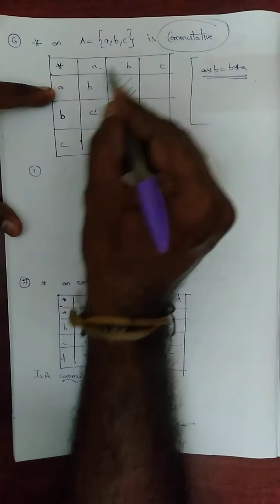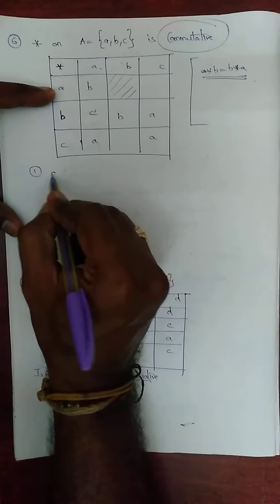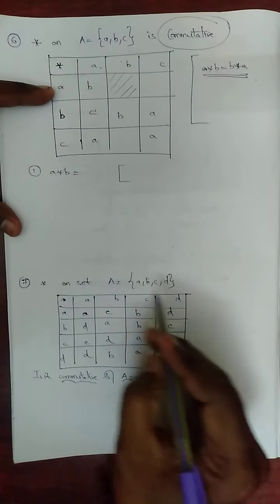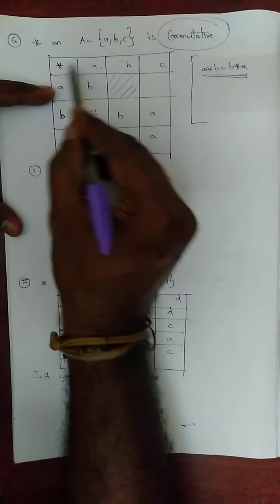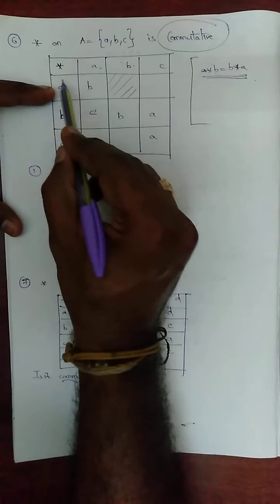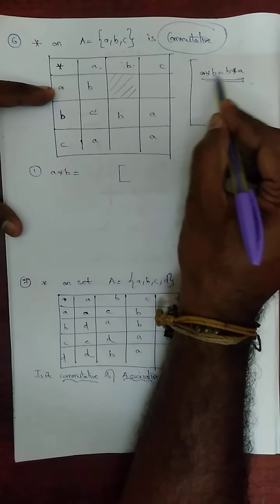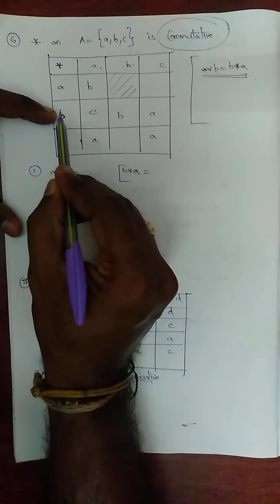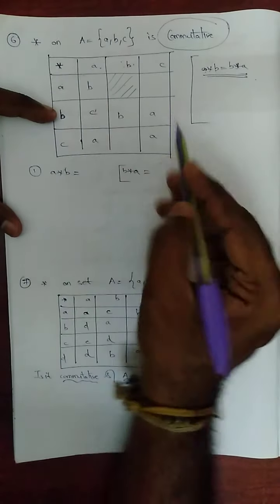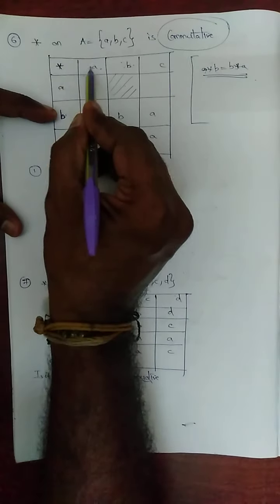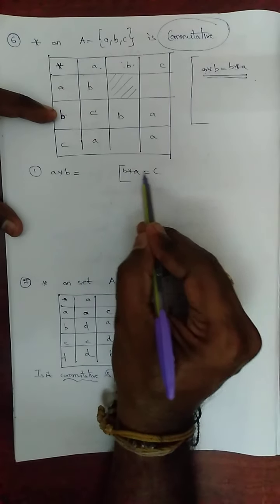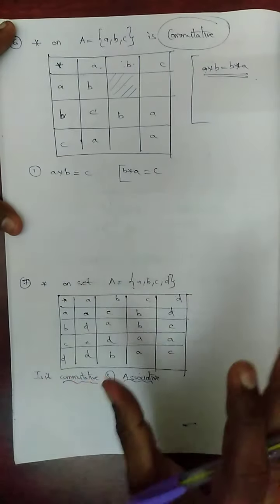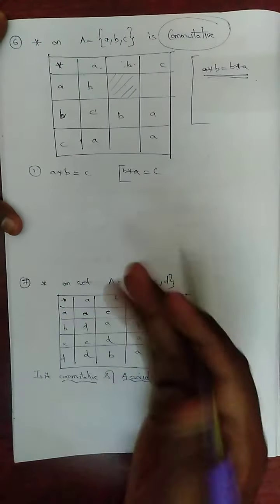A star B. I am going to find A star B. How am I going to find it? Before finding A star B, this is commutative, so A star B means I can say B star A also. I can find B star A. What is B star A? B star A is C. If B star A is C, then I can say A star B is also C. This is the first one, easily found. A star B is equal to C.